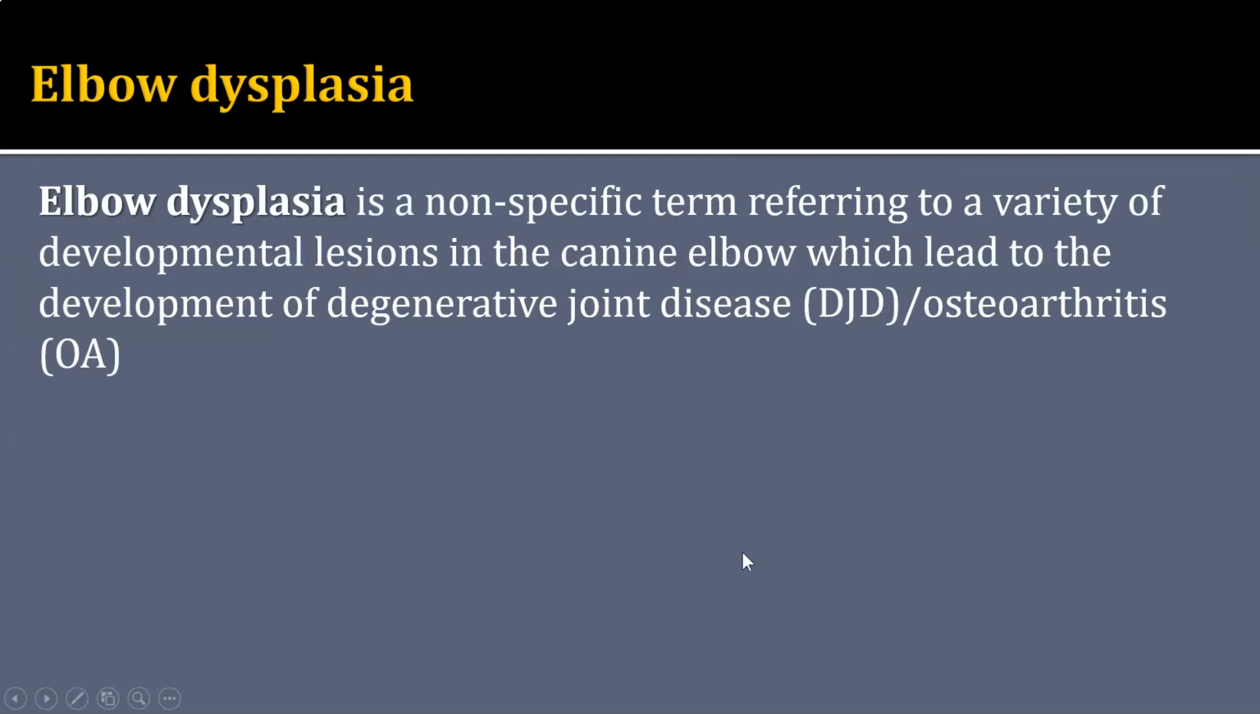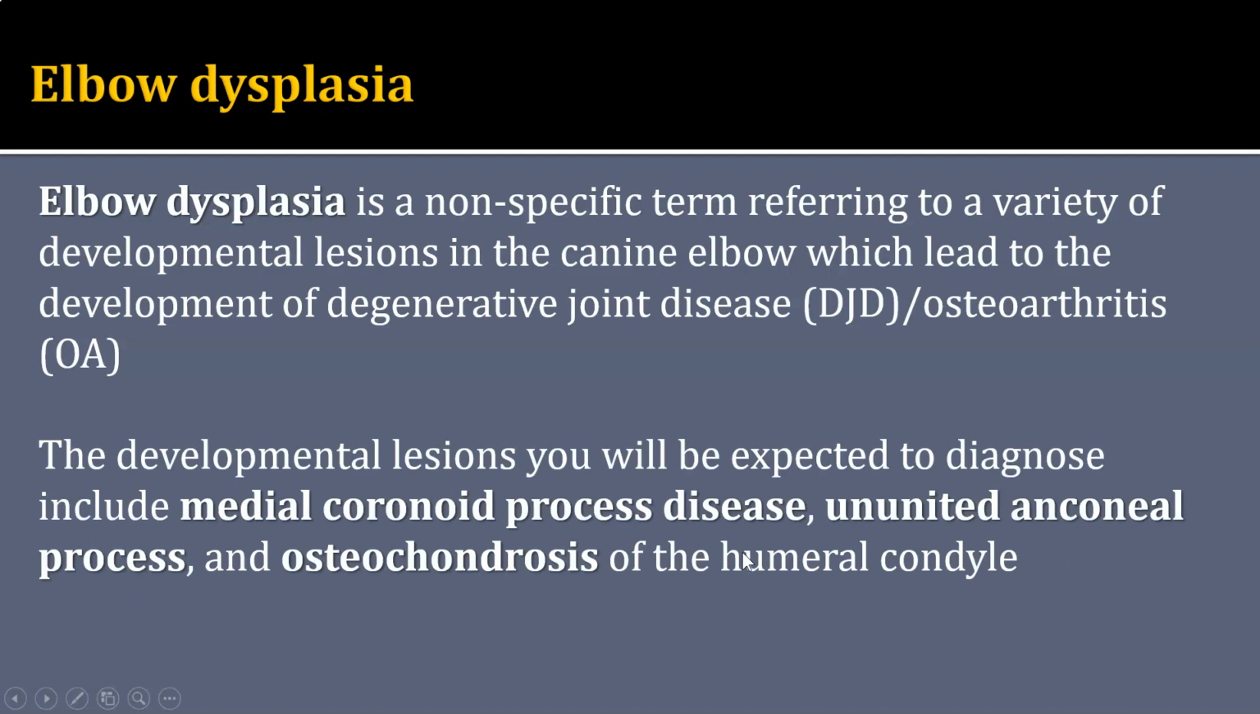Elbow dysplasia is a very nonspecific term, and it refers to a variety of developmental lesions in the canine elbow, which then lead to the development of degenerative joint disease or osteoarthritis. The developmental lesions that I expect you to diagnose include medial coronoid process disease, ununited anconeal process, and osteochondrosis of the humeral condyle. We have already discussed osteochondrosis of the humeral condyle, and you should review the presentation on osteochondrosis in the dog as part of this elbow dysplasia presentation. All of these lesions may be due to osteochondrosis.